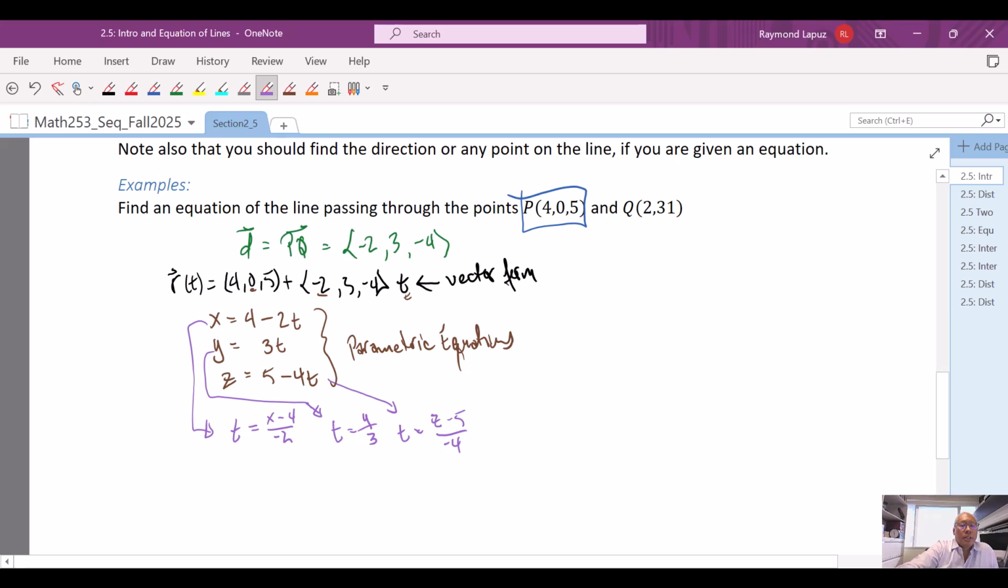I have x minus 4 over negative 2. You probably could have multiplied this by a negative 1 on the top and the bottom and get 4 minus x over positive 2 if you want. And I have y over 3, and then I will have z minus 5 over negative 4. So here are my symmetric equations.